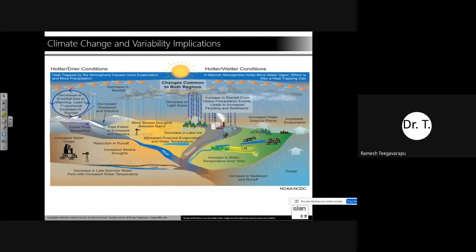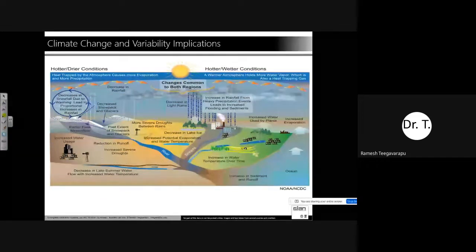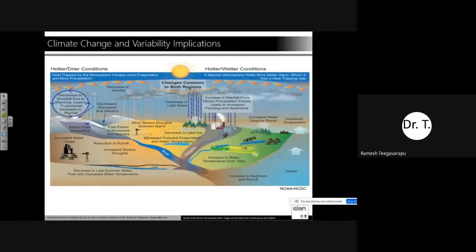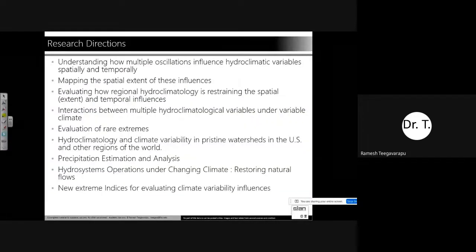And it affects the streams, rivers, and power production, depending upon how much water is available in your streams. Both hotter and drier conditions and hotter, wetter conditions will have different implications in terms of how many extremes we receive. So what are the new research directions we can follow?